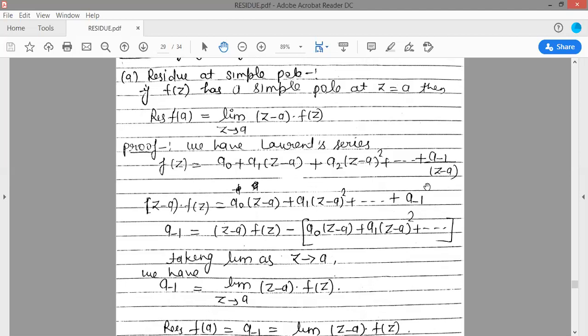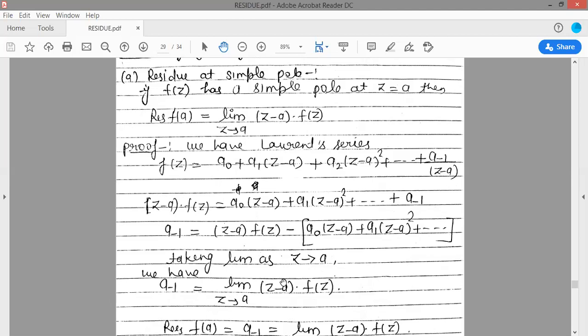Just multiply on both sides by (z minus a). So (z minus a) into f(z) is equal to this term. We need to find the value of a_{-1}. So a_{-1} is equal to (z minus a) into f(z) minus all these terms, which go to the left hand side: minus a_0 (z minus a) plus a_1 (z minus a) whole square plus and so on, right? Taking the limit as z tends to a, because we are finding our residue at z equal to a.